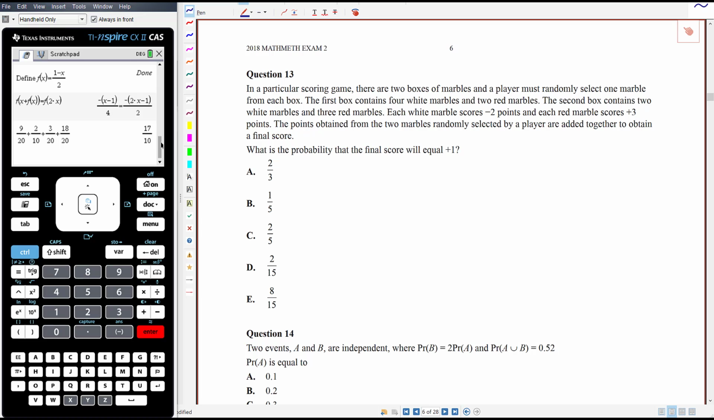Okay, so let's just think about what selections can happen first and then worry about the scores. The first box has white or red marbles, we've got 4 whites and 2 reds, so that's 4 out of 6, which is 2/3, versus 2 out of 6, which is 1/3. And then the second box has 2 white and 3 reds, so we're also choosing whites and reds: 2/5 and 3/5. Okay, let's think about the scoring.